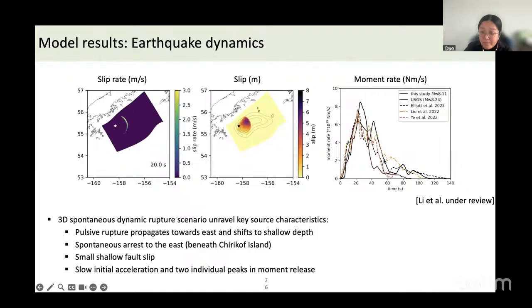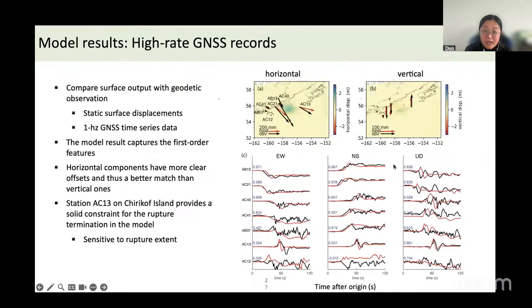or the geometry or another parameter in this part is not correctly captured. But we didn't try to improve it because the observation also has a very large variation or uncertainty in this part. So instead of exploring a better model, we compare the surface deformation with the GPS vectors and the 1 Hz GNSS time series.